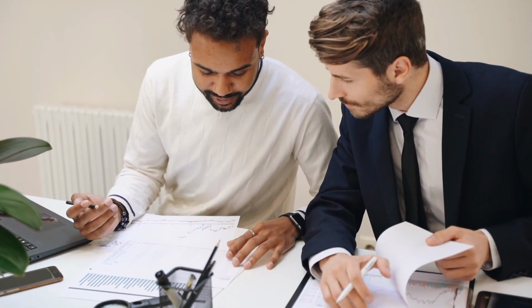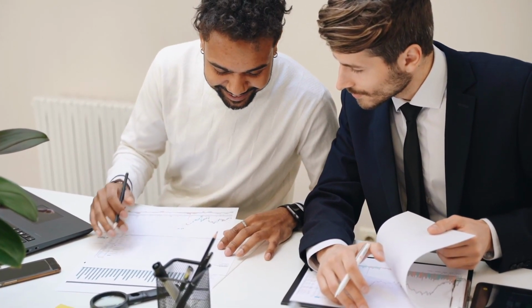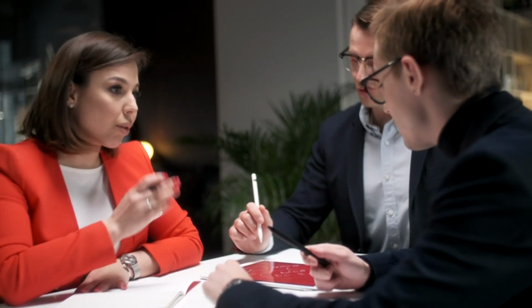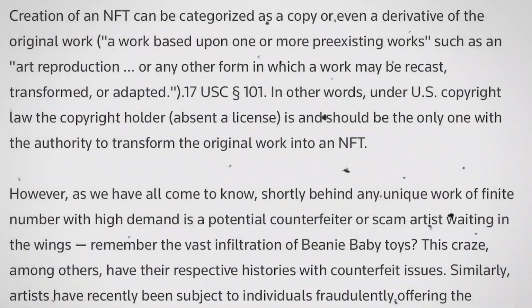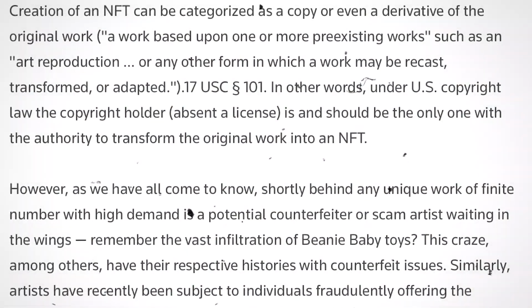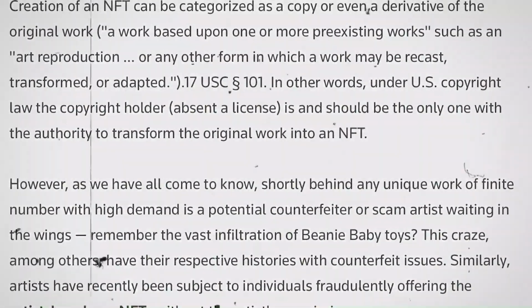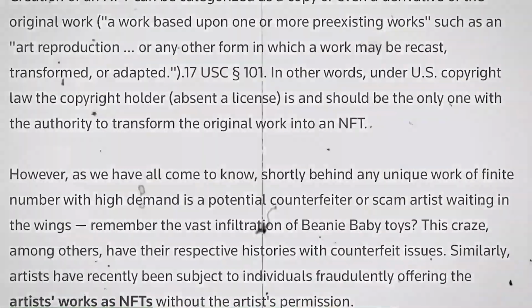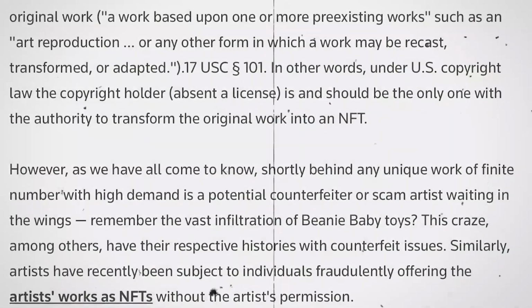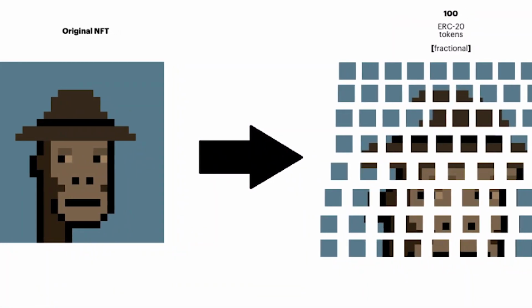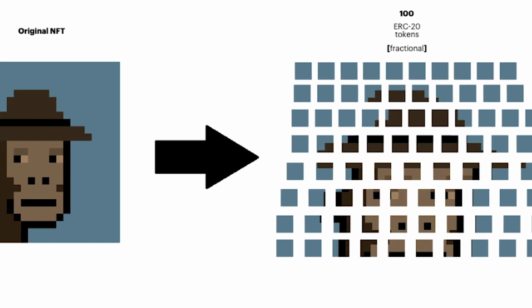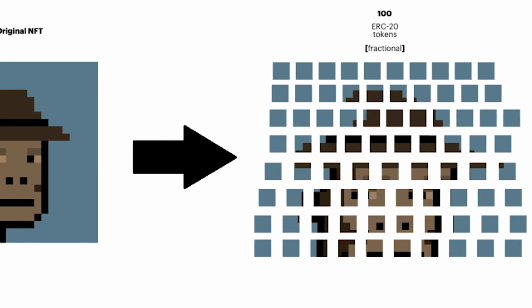Okay. So the first thing we have to understand here is what a derivative actually is. Now, in terms of law, copyright law does not actually have an issue with a derivative of any kind. And they say that an NFT can be categorized as a derivative if, in relation to the original work, it is based off of a pre-existing one, or an art reproduction, or in any form in which a work may be recast, transformed, or adapted. So again, a derivative project is not necessarily a copy project. And I think most of the time when they are direct copies, they end up not performing as well.